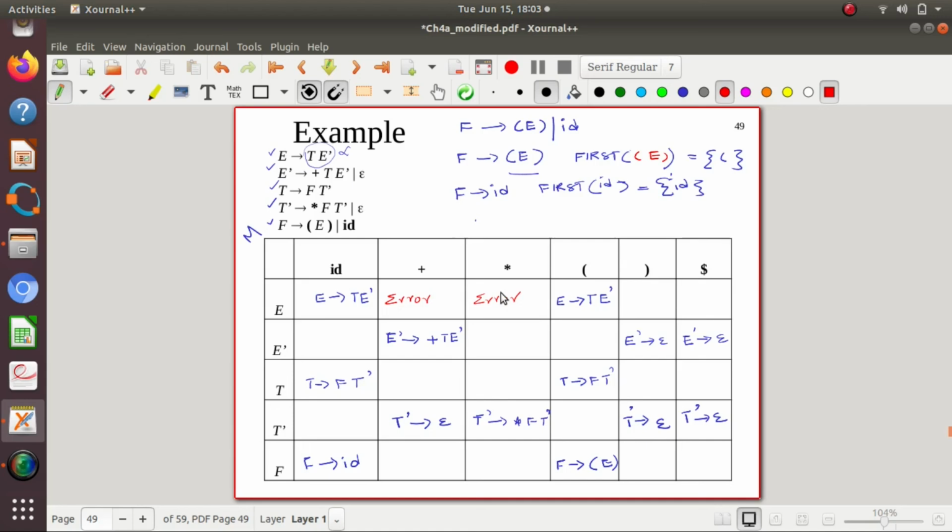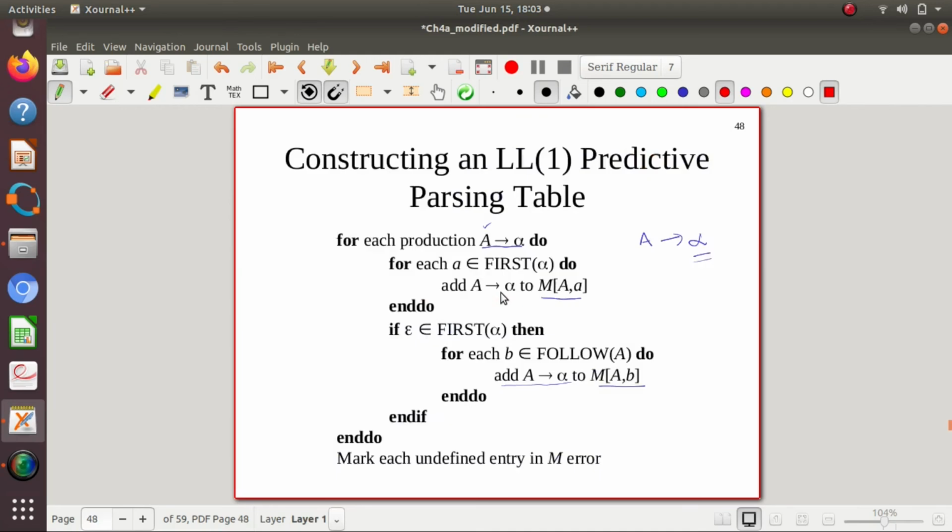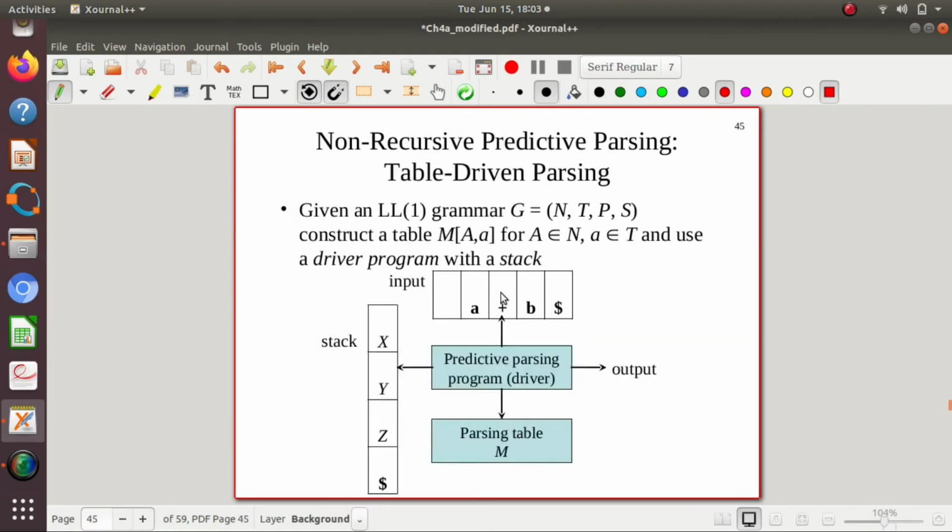Okay, so we will get a table like this for this grammar. Okay, then next we have to explain our algorithm, this predictive parsing program or driver program.